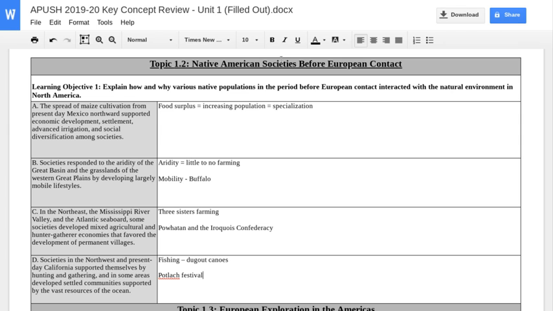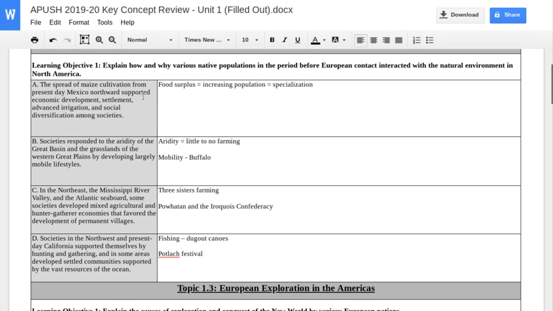So we are starting with topic 1.2, Native American societies before European contact. The way you need to approach this is we're going to look at these comparatively. Obviously, as we get closer to the exam, we'll put in some proper nouns and stuff like that. But you basically have A, B, C, and D, which pretty much represents the regions of North America.